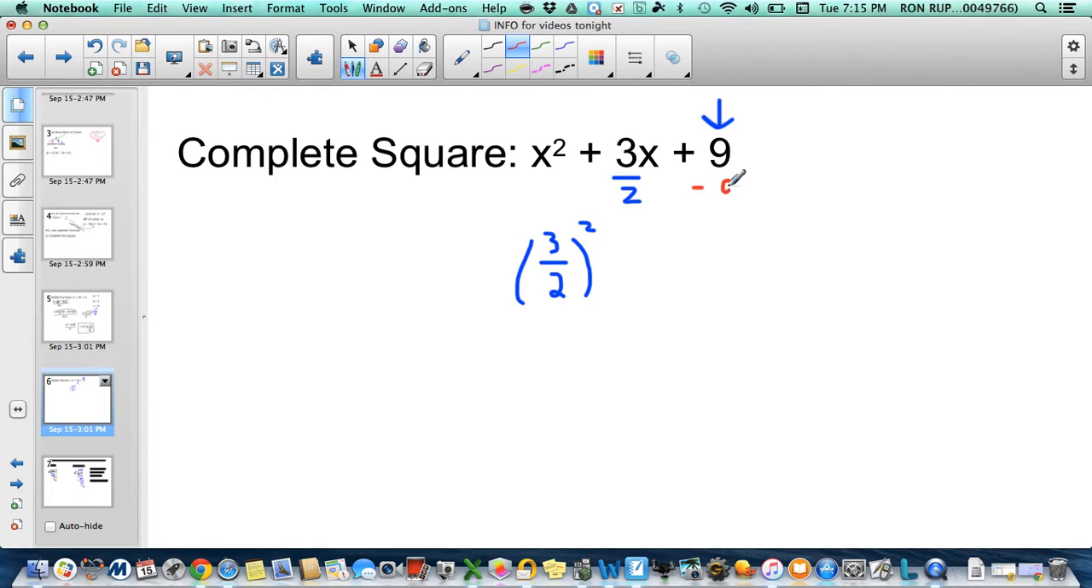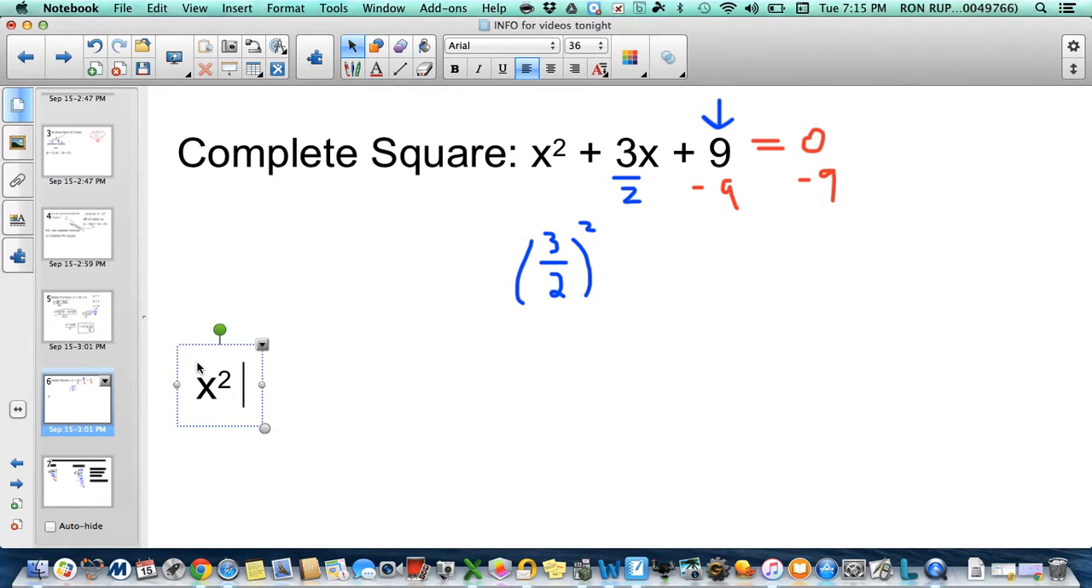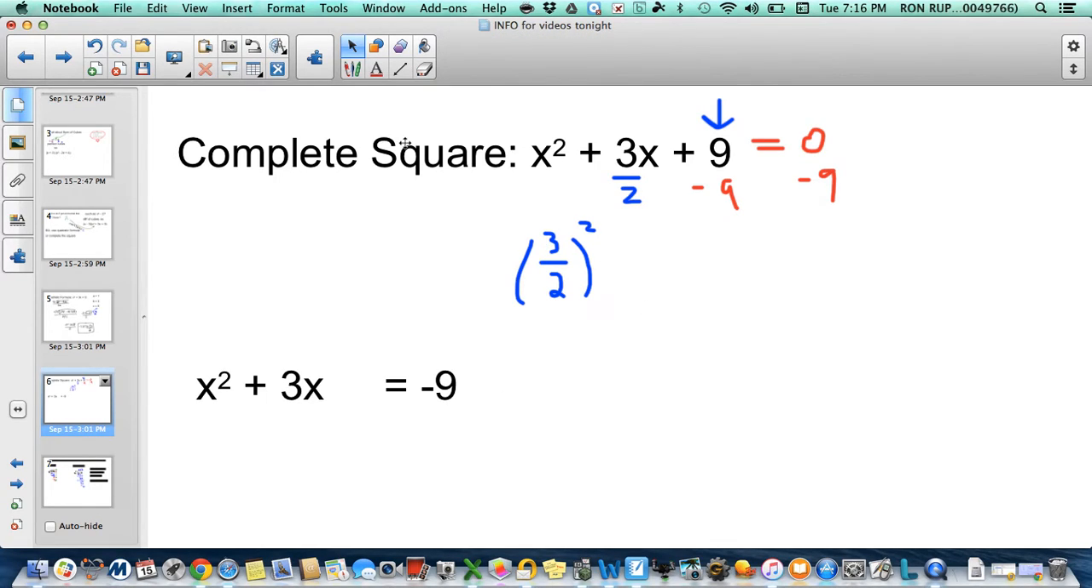Minus 9, and remember when we're solving, we're setting equal to 0. So let me rewrite this. We now have x squared plus 3x plus blank equals negative 9. Now I'm going to take 3 halves squared, which is 3 squared is 9 and 2 squared is 4, so we're going to go 9 over 4. And what I add to one side, I have to add to the other side, because that's the rules.